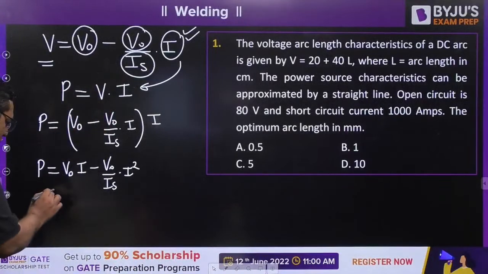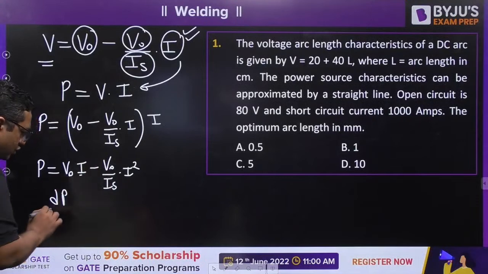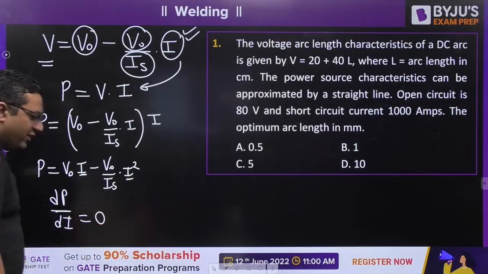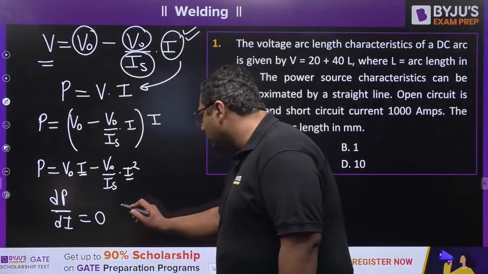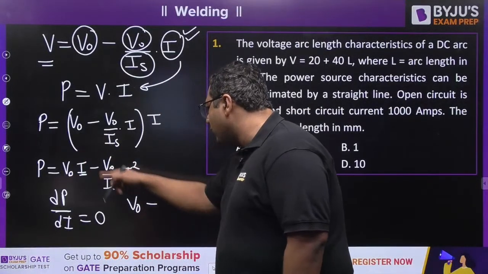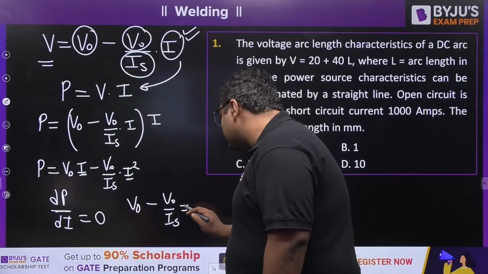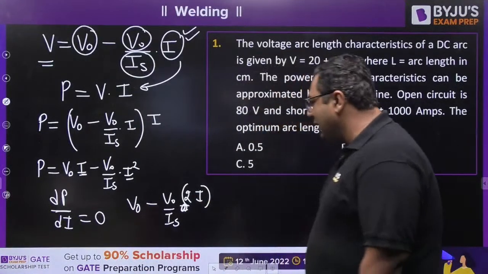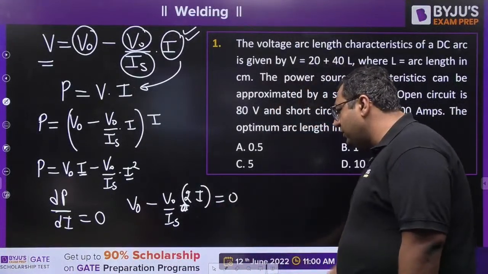So when they say to maximize the power, you know, here only one variable is there, that is current. So you will put dP by dI equal to 0. When you put dP by dI equal to 0, you will get dP by dI: V naught is a constant, then minus V naught by IS is a constant, into 2I. So my dear, you can see whenever you solve it, putting it equal to 0, V naught will get cancelled out.